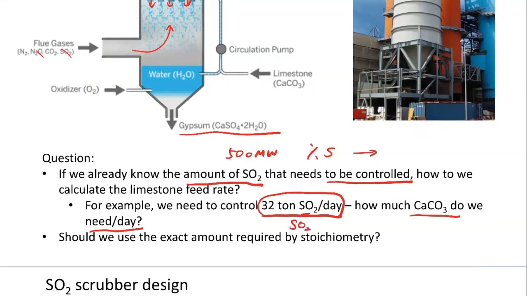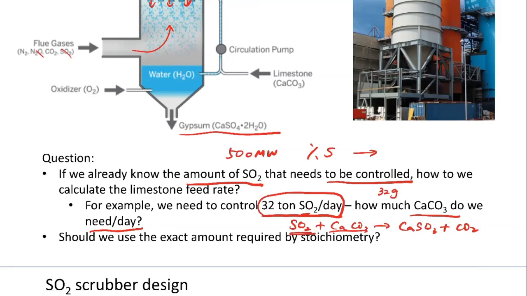So we know that sulfur dioxide reacts with calcium carbonate to form calcium sulfide and carbon dioxide. So everything is a 1-to-1 ratio. Each mole of sulfur dioxide is going to react with 1 mole of calcium carbonate, right? And then let's first consider, for example, 32 grams of sulfur dioxide. How much calcium carbonate does it need to react with it?